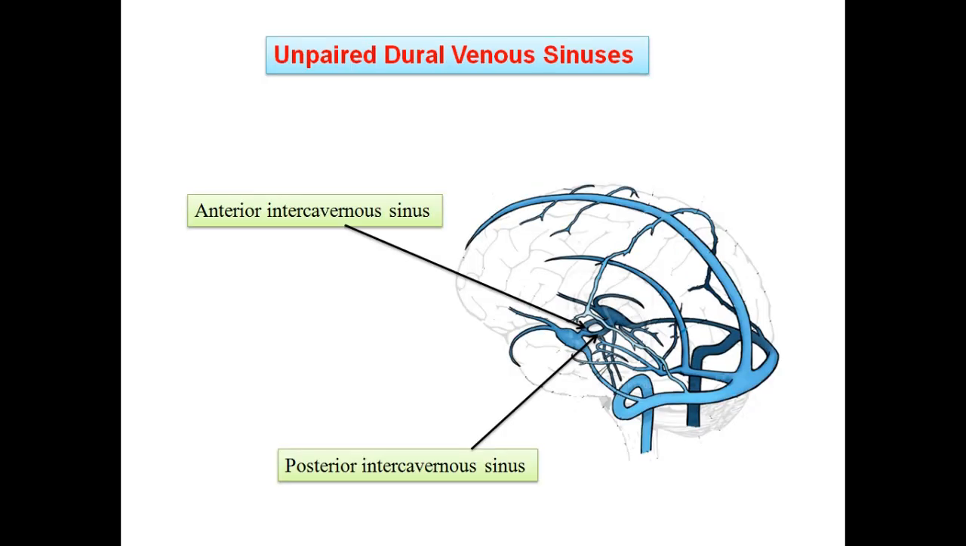The anterior intercavernous sinus is present in front of the cavernous sinus, and the posterior intercavernous sinus is present posterior to the cavernous sinus. Both communicate with the cavernous sinus on either side.